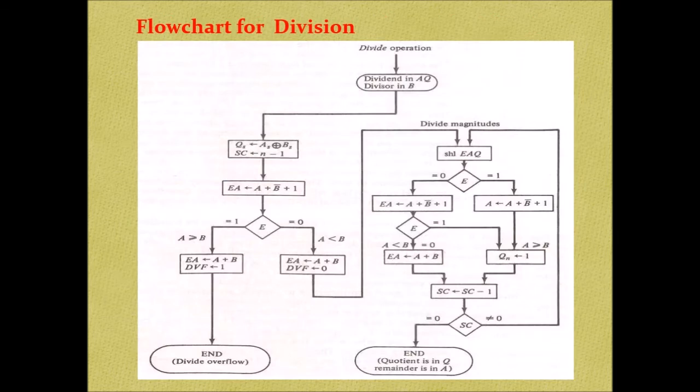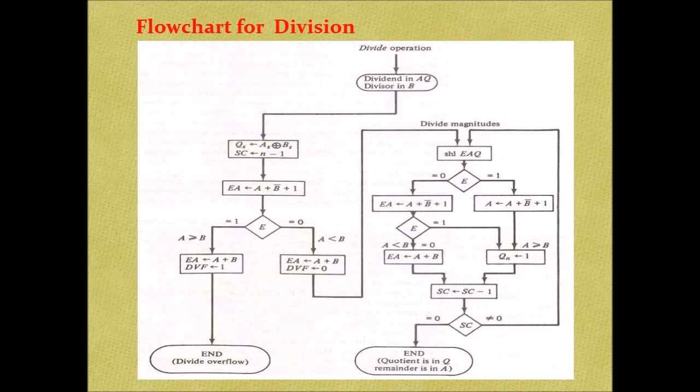So now this is the flow chart. First of all, for the division operation, we know that we require a dividend and divisor, and we know that the dividend is in the AQ and the divisor in the B. So first of all, we have to check the sign bits, AS and BS. This is the XOR operation, and the result is stored in the QS. And here we decrement the sequence counter.